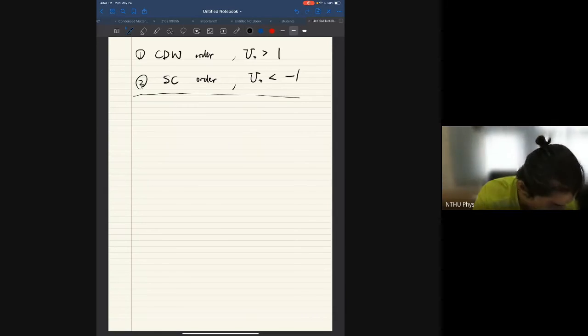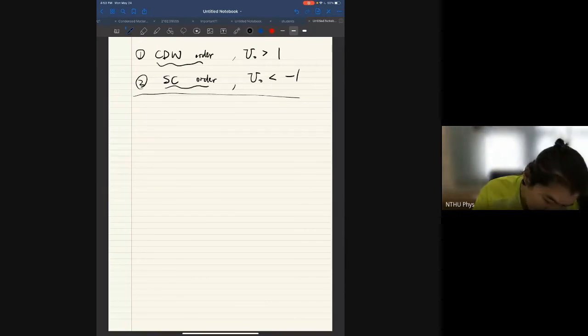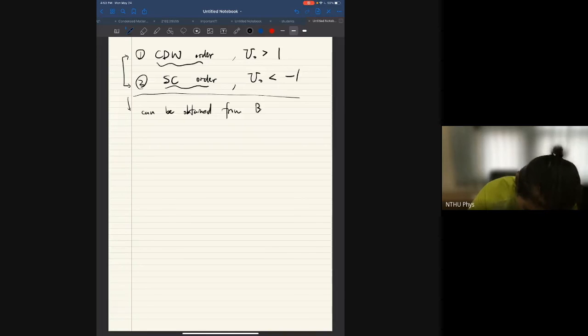Okay, but we need to understand, can this happen in terms of some kind of simple tools, which is the mean field approach? So this can be obtained from Bethe ansatz.